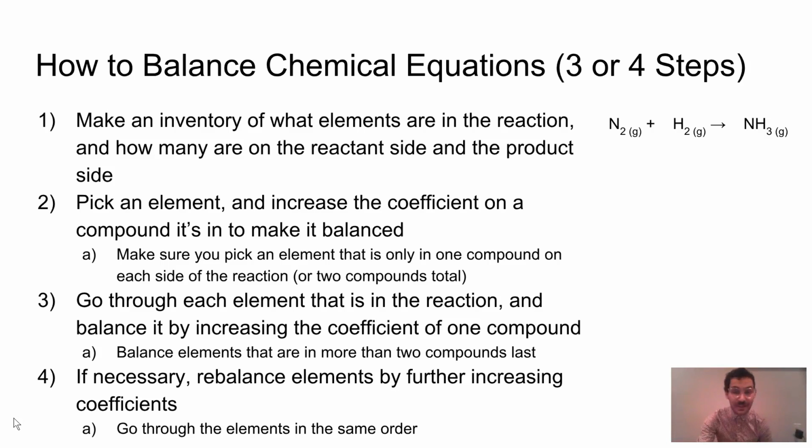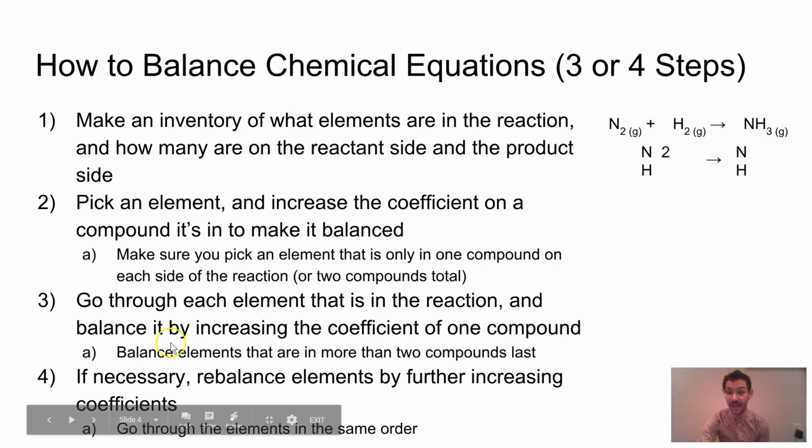So first things first, we need to make an inventory of all the elements in this reaction, and how many are on both sides. So we've got nitrogen and hydrogen, and I've got 2 nitrogens in this compound here, or rather this is an element, and I've got 2 hydrogen atoms in this guy here, and in this compound there's 1 nitrogen atom and 3 hydrogen atoms. So this is not balanced right now.